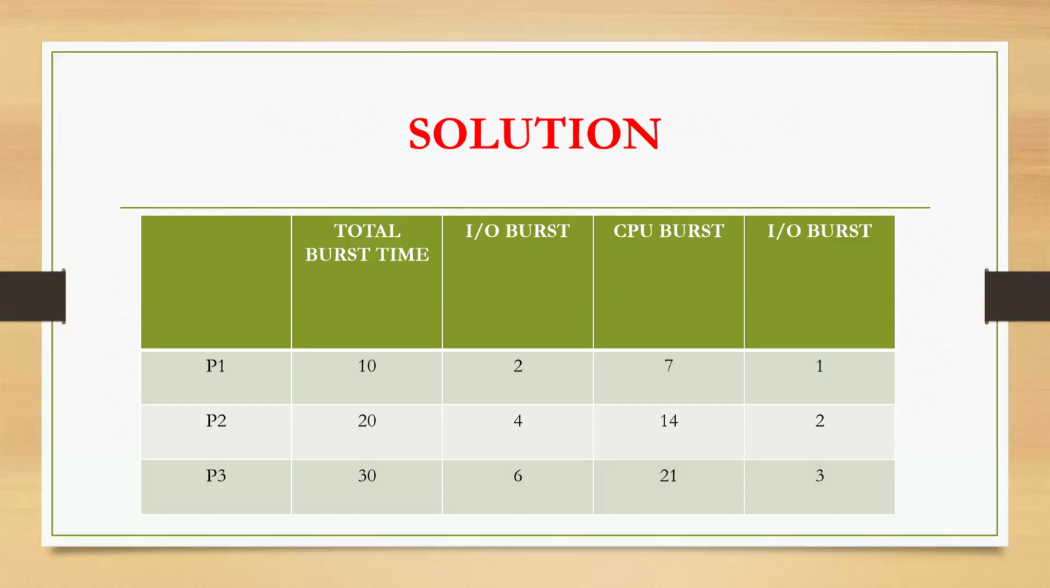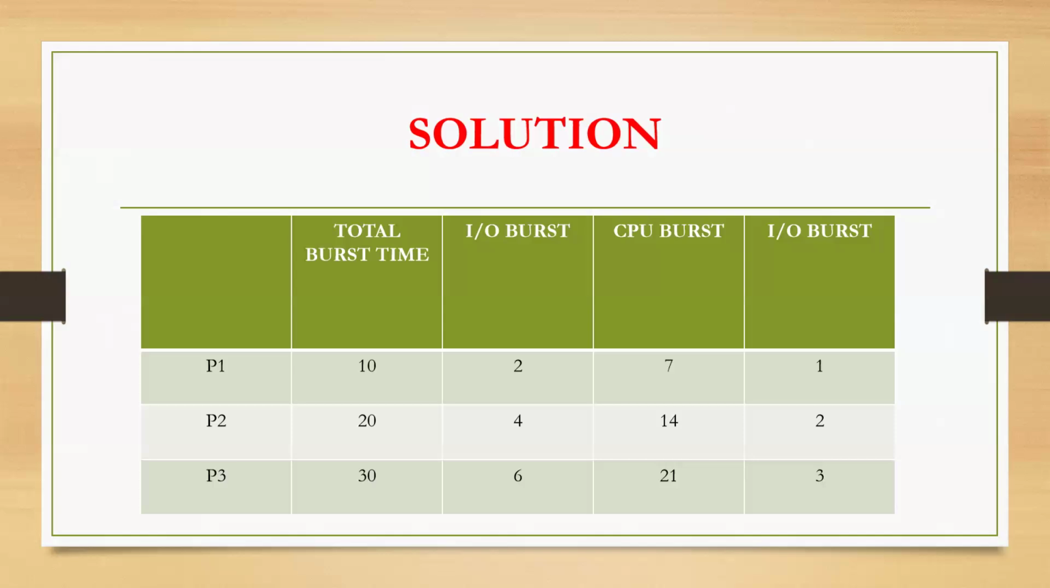So what does 20 percent mean? The total execution time of P1 is 10. The 20 percent of that is 2. So the IO burst is 2 for process P1. The total execution time of P2 is 20, so 20 percent of that is 2 plus 2, 4. So the IO burst time for process P2 is 4. For process P3, the execution time is 30, and 20 percent of 30 is 6. So I hope you understand the first column and second column.